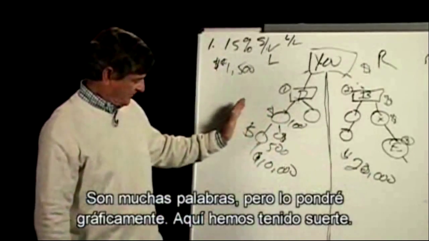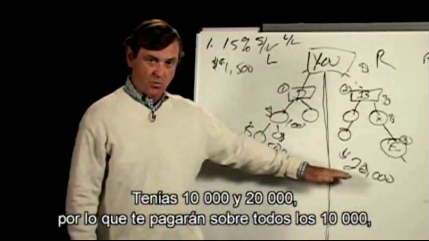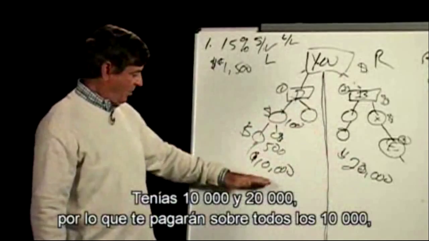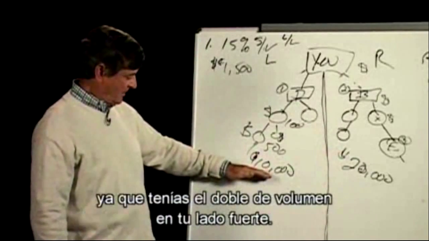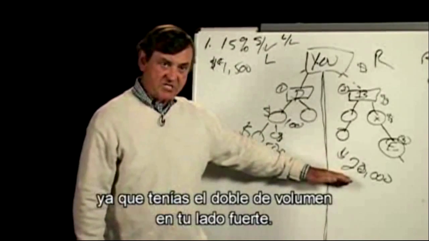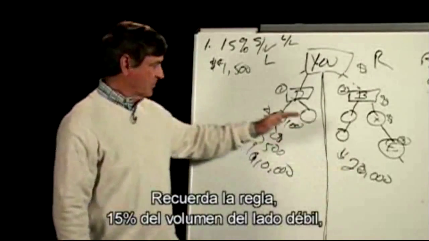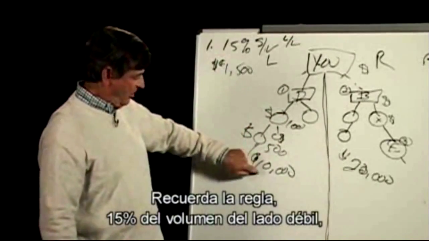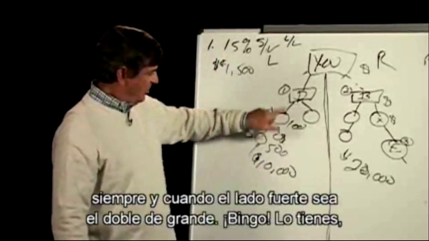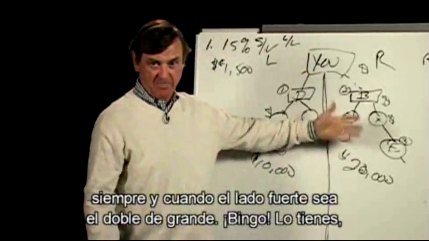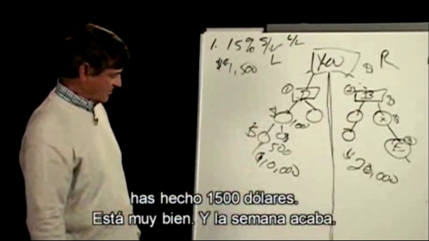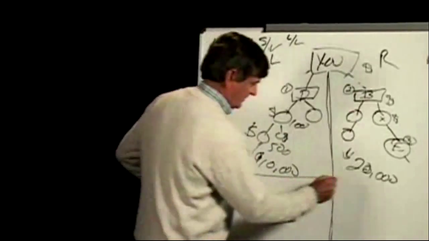Here we got lucky, right? You had 10,000 and you had 20,000. So you got paid on all of the 10,000 because you had twice as much volume in the strong leg. Remember the rule, 15% of all the volume in the lesser leg, as long as the stronger leg is twice as big. Bingo, you hit it, so you made $1,500. That's pretty cool. So the week ends, okay?